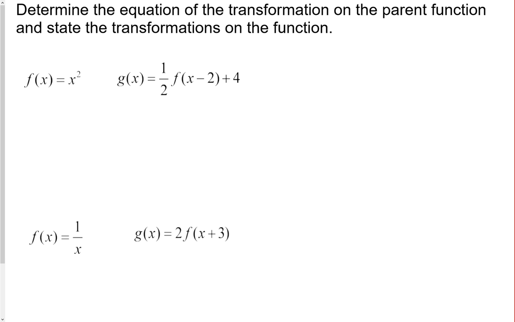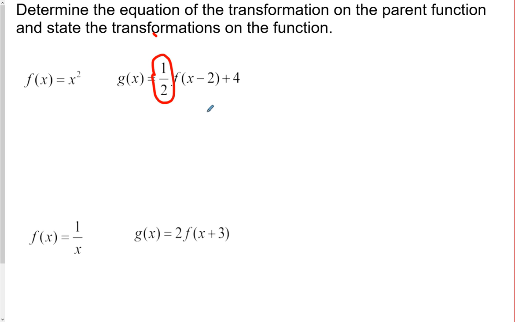Okay, so for this one we're determining the equation of the transformation of the parent function and stating the transformations on the function. So I'm going to state the transformations just verbally first, and I'm going to circle stuff as I go. Oh, no, I want red. I don't want blue. I want nice bright red. There we go.